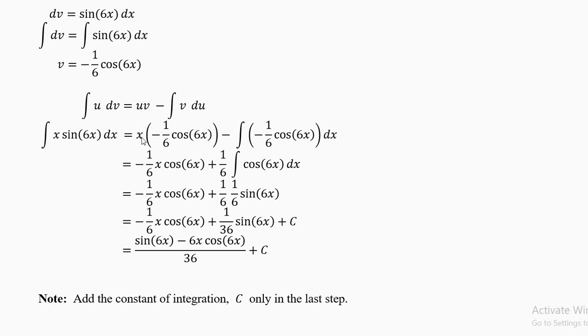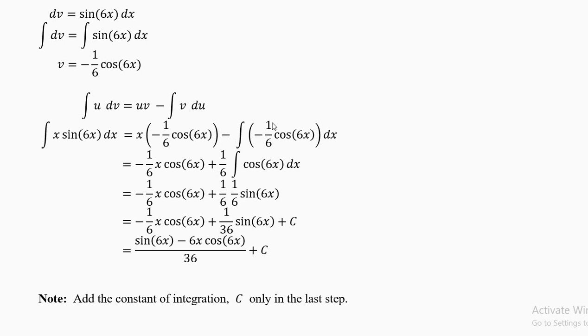Now copy u equal to x, v equal to minus 1 by 6 cosine 6x. Put a big bracket. Whenever you see negative numbers or something else, just put a bracket. You can remove the bracket after 2 steps. x into bracket minus 1 by 6 cosine 6x. Open the bracket, you will get minus 1 by 6 x cosine 6x. Copy it in 3-4 steps here. Then minus integral v du.